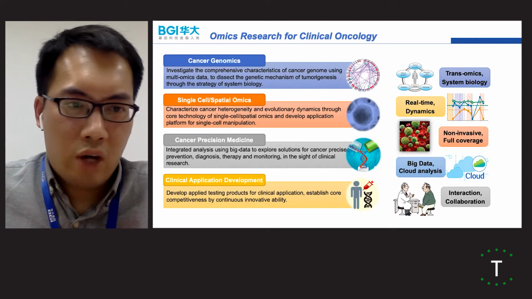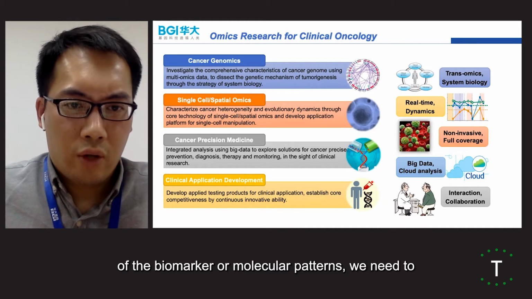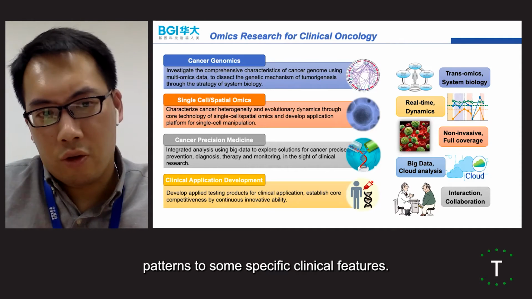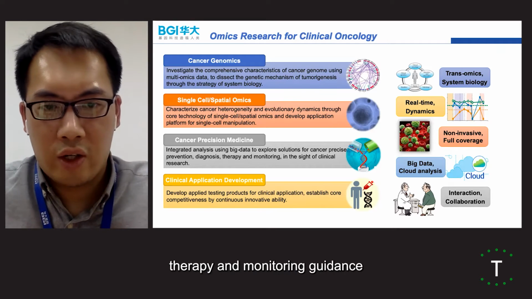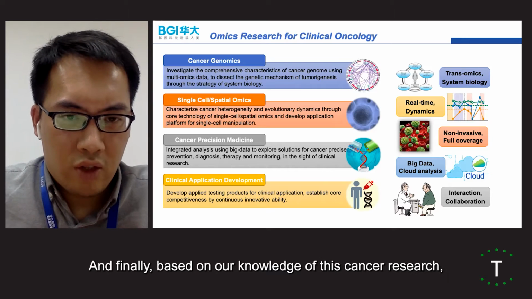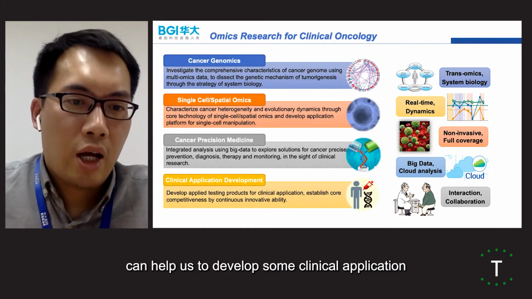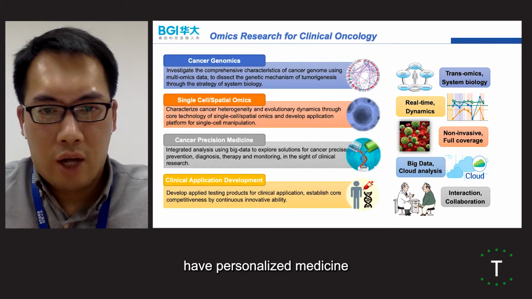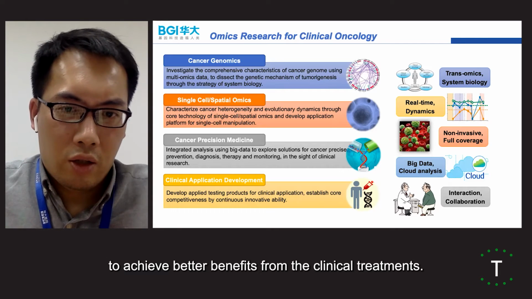during cancer progression. And also, based on the understanding of the biomarkers or molecular patterns, we need to have some cohort studies to associate these molecular patterns to specific clinical features, so we can know more about how to make cancer precise prevention, diagnosis, therapy and monitoring guidance. So that is the side of real-world study, real-world clinical research. And finally, based on our knowledge of cancer research, we can develop some critical application technology, so we can perform molecular testing for the patients to help them have personalized medicine to achieve better benefits from the clinical treatments.